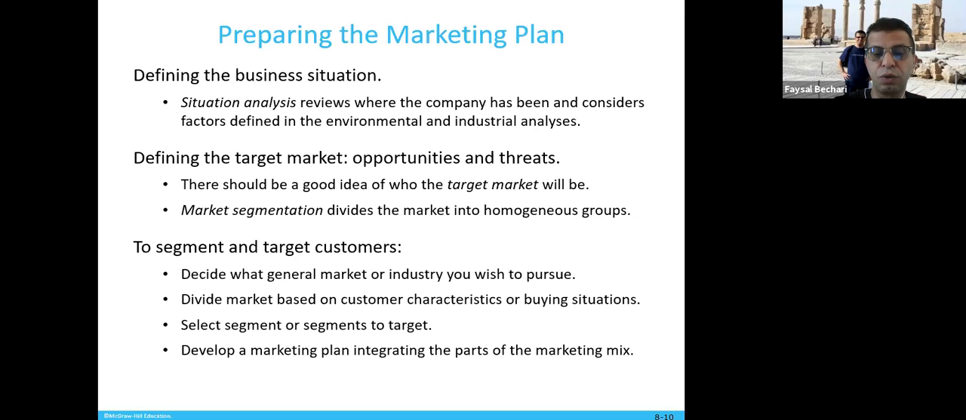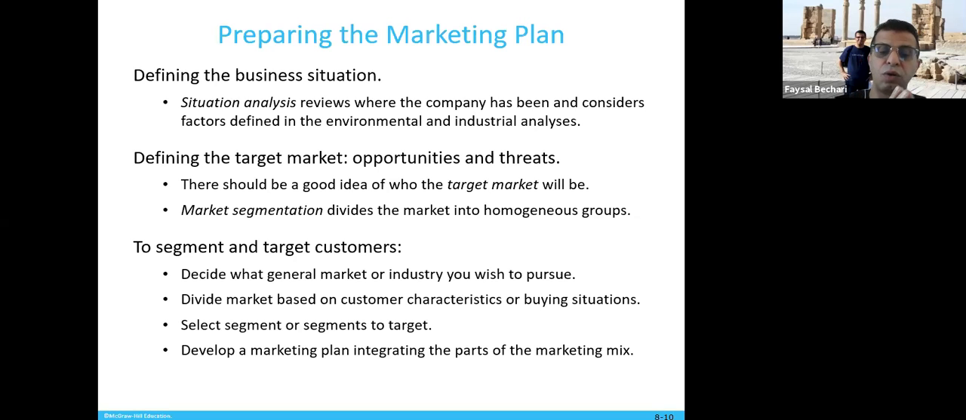So here, what you're going to do, you need to decide what general market or industry you wish to pursue, which one you will be targeting. Secondly, you need to divide the market based on customer characteristics, as we said, put them in a homogeneous group, or a buying situation. They could be not similar, but they have the buying situation. It could be middle class, upper middle class, or higher class or lower class. These could be the buying situation.